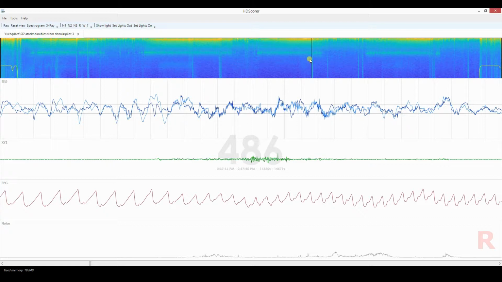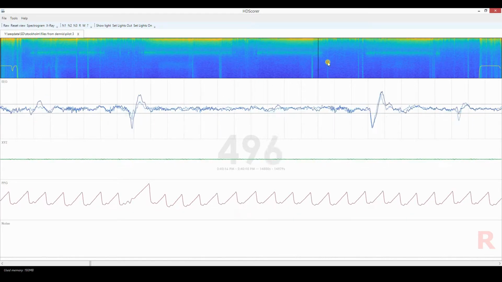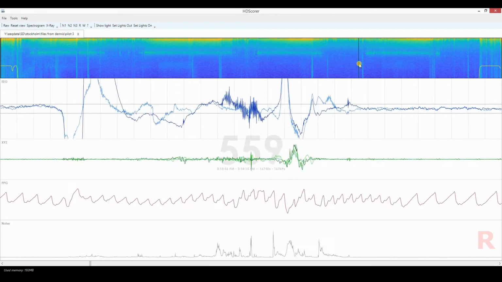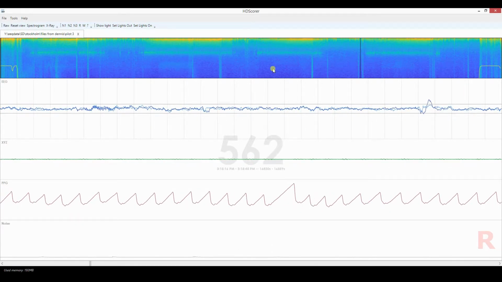Now, of course, the patient could be completely still, that is, not move around at all and still be awake, but most of the time, if the person is not moving and you're not seeing these vertical lines, that means, let's just say, sleep is going well on that particular night.